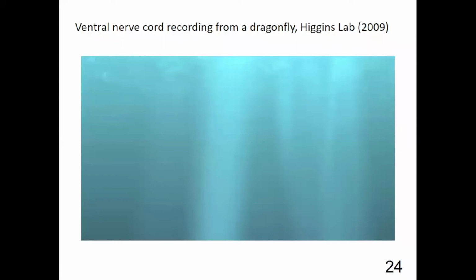In this experiment, the Higgins lab is recording from a dragonfly. So in the video that plays, you will see a dragonfly that is in front of a computer monitor. And the computer monitor will show a visual stimulus. You'll see a black square travel along the computer screen. And we are looking at the recordings of the dragonfly responding to that visual stimulus.